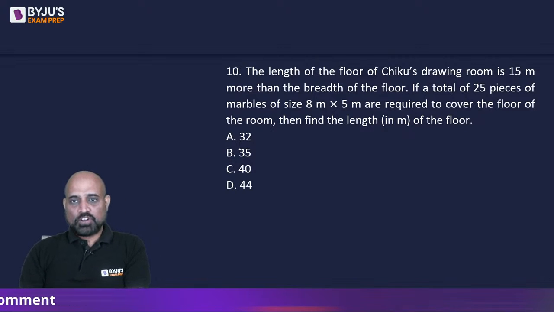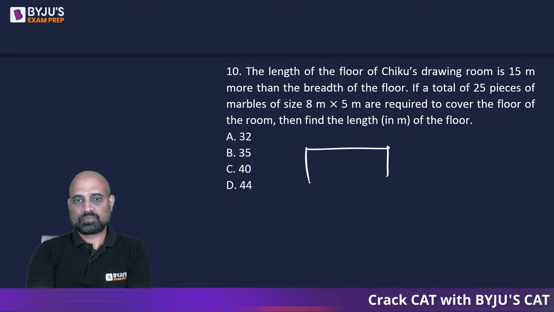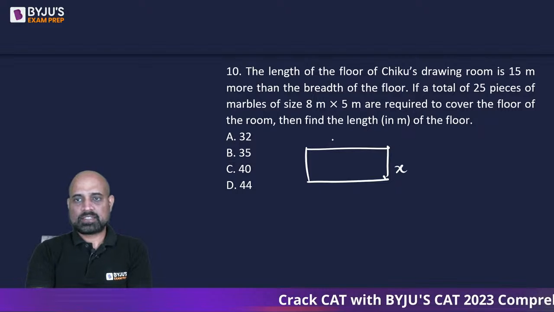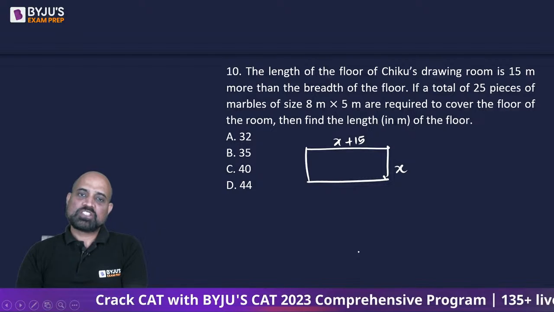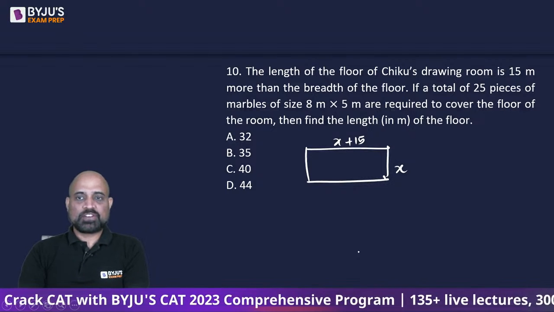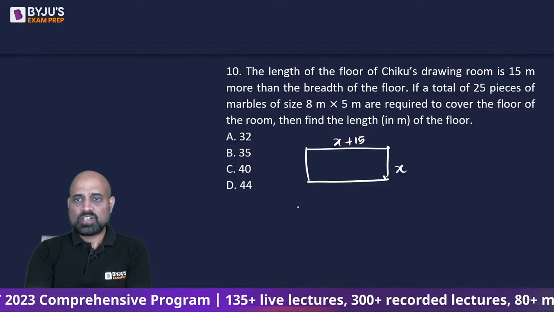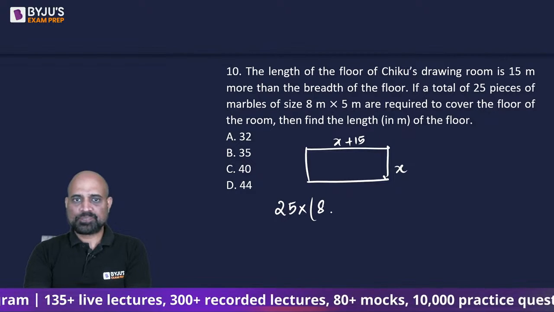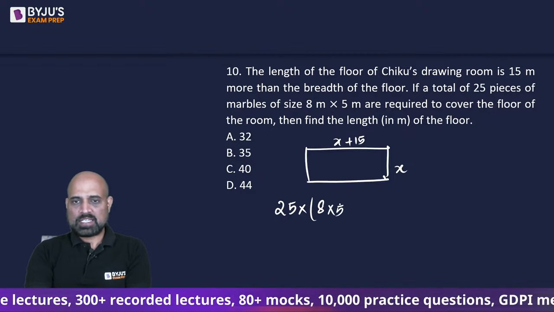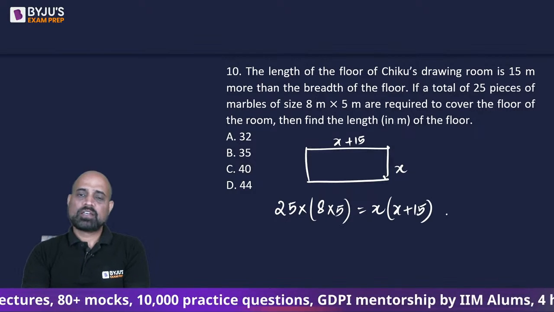Next, the length of the floor of Chiku's drawing room is 15 meters more than the breadth of the floor. So if this is x plus 15. If a total of 25 pieces of marbles of size 8 cross 5 are required to cover the floor of the room, find the length of the floor. So the area using the marbles is same as the area of the floor, right? अब यहाँ पर क्या करेंगे?